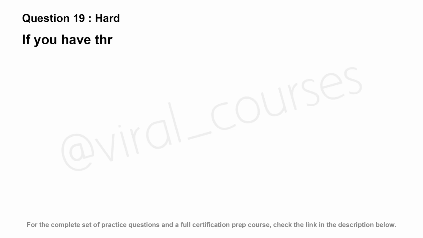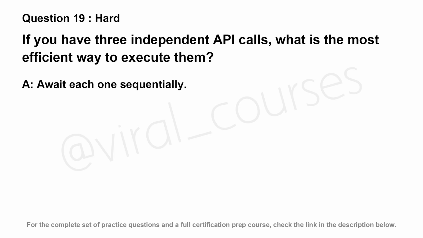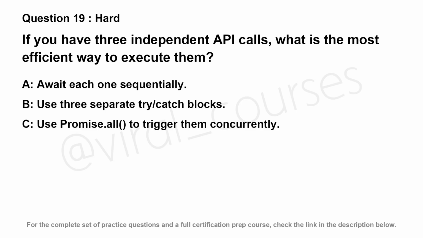If you have 3 independent API calls, what is the most efficient way to execute them? Option A. Await each one sequentially. Option B. Use 3 separate try-catch blocks. Option C. Use Promise.all to trigger them concurrently. Option D. Call them inside a for...in loop.